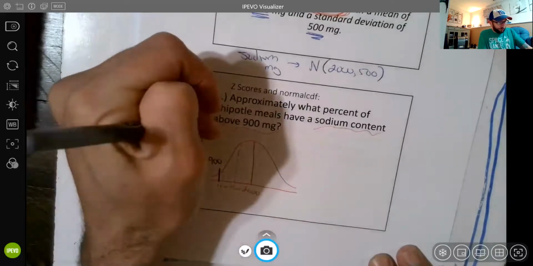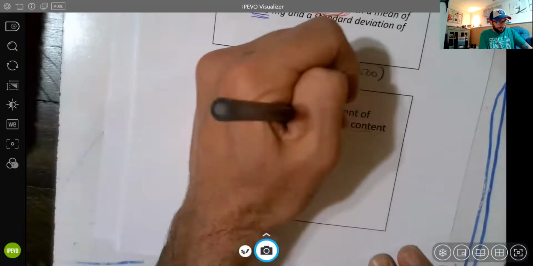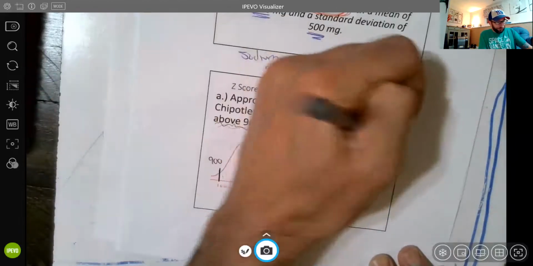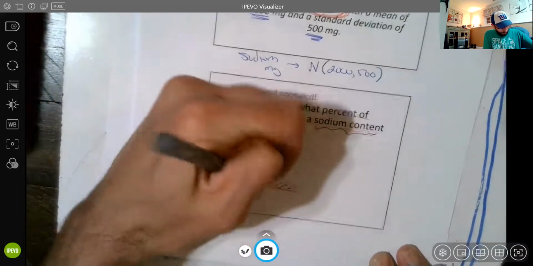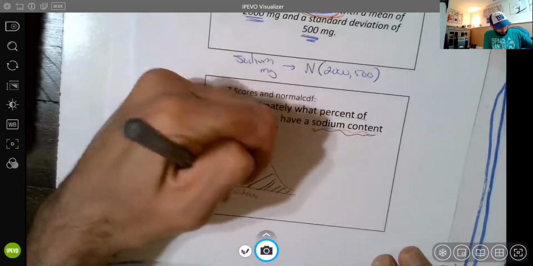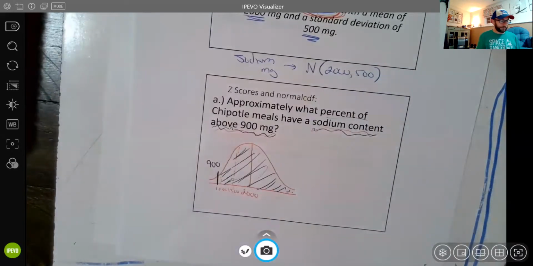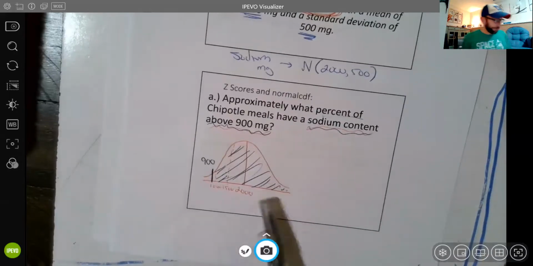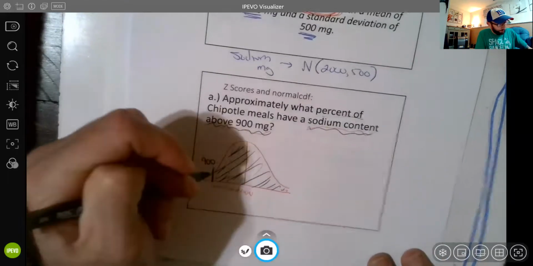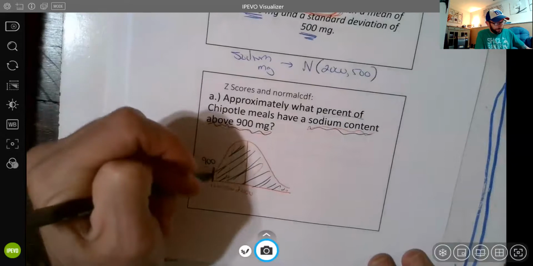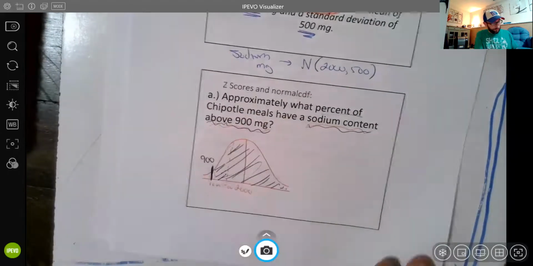I'm trying to represent the question. The question's asking for the percent of Chipotle meals with sodium content above 900. So I want to shade right above 900. So that is step one. The reason we want to draw a picture is because on our exam, we have a few things we have to do. We have to identify the bounds. By drawing this picture, we're visually identifying the bounds. This is our lower bound, and it's showing that we're shading to the right.